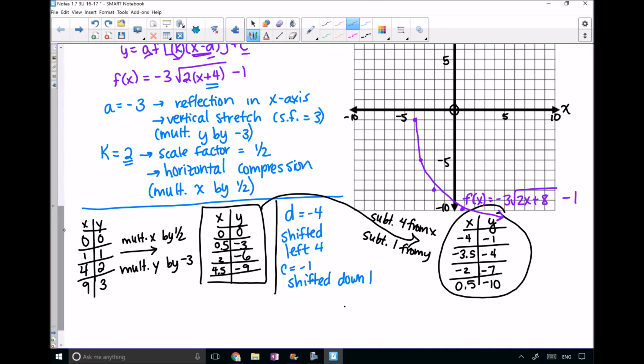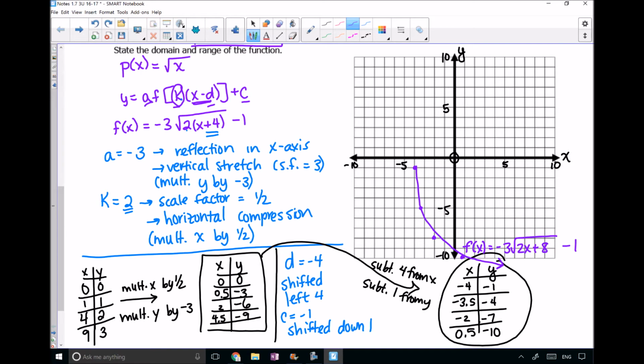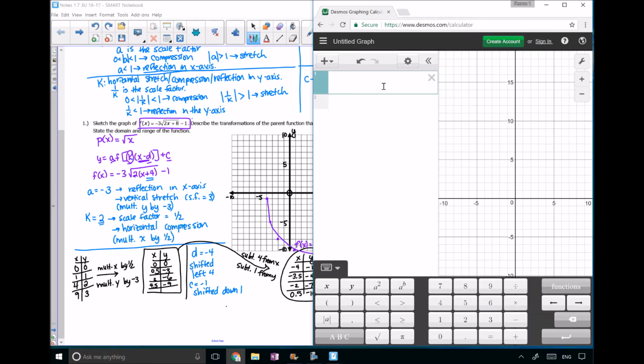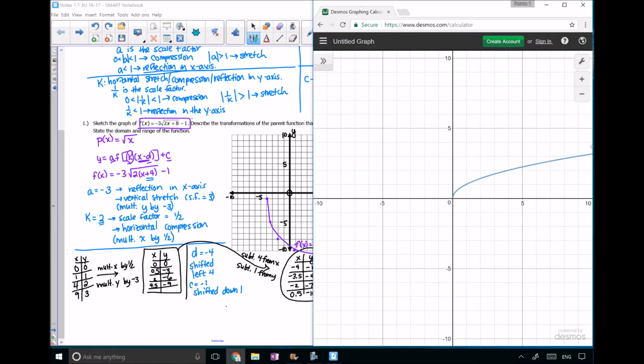Okay? I want to discuss this a little bit more with Desmos really quickly, and then we'll move on to the next question. Okay, so the first thing I'm going to do is start with my parent function. So the parent function says the square root of x. Okay, so that's what we have right here.